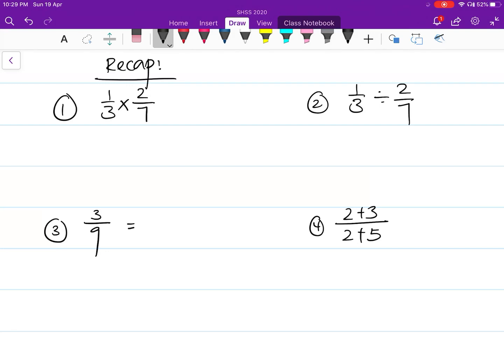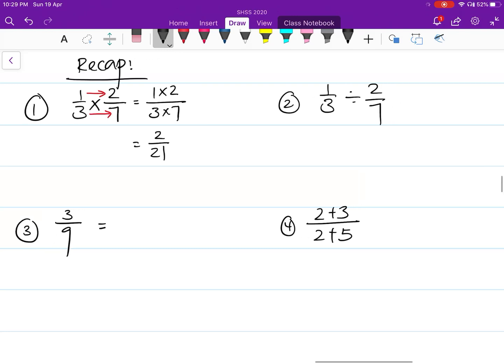Now, if we have a fraction multiplied by a fraction without using a calculator, it is actually the numerator times the numerator over the denominator times the denominator, which means it's 1 times 2 over 3 times 7, which gives us 2 over 21. That is how you do fraction multiplied by fraction.